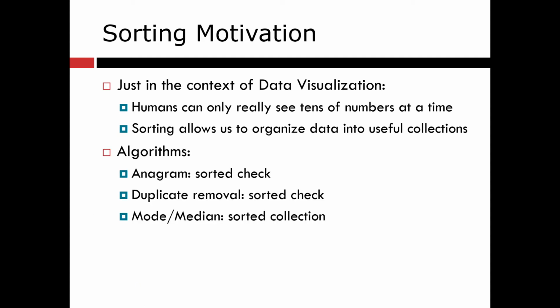So when we consider an anagram, if we want to find out if something is an anagram, the easiest way to do that is to sort each string and then check individual characters. If we want to remove duplicates, the easiest way to do that, again, is to sort both collections and then iterate through those collections to see if there are duplicates. If we want to do a mode or a median calculation, that's going to be based on a sorted collection, right? So in your head, you've been doing sorting throughout your computer science career.